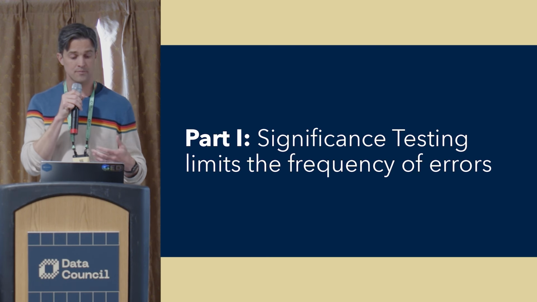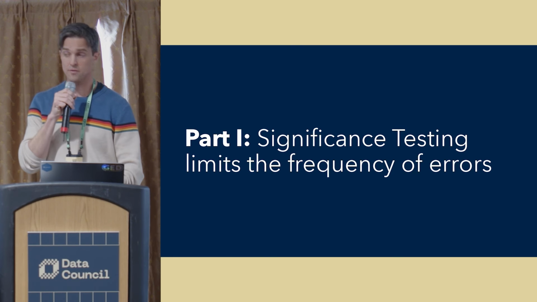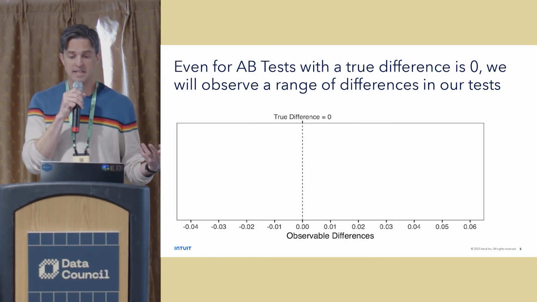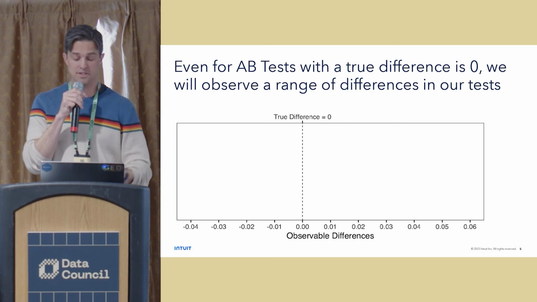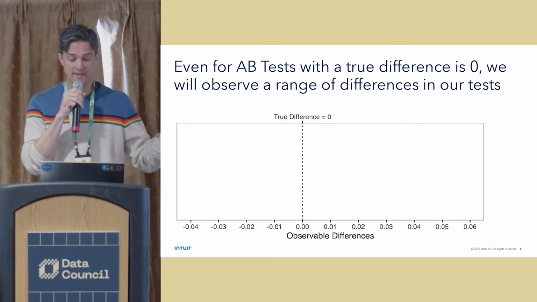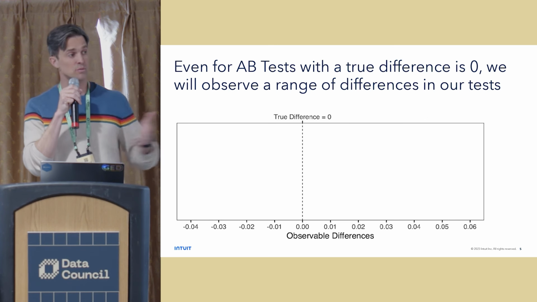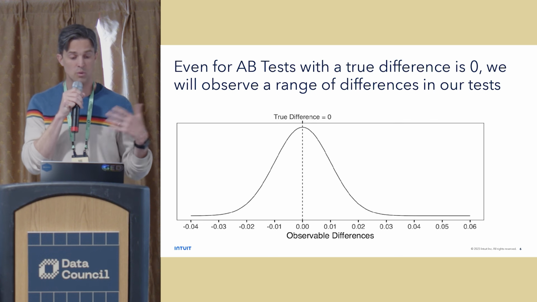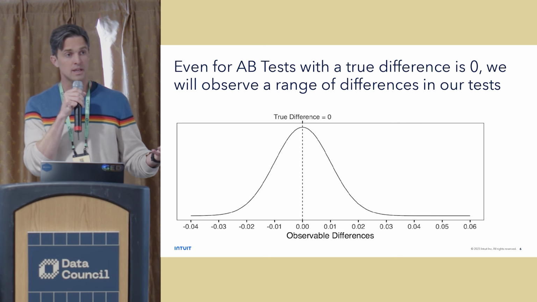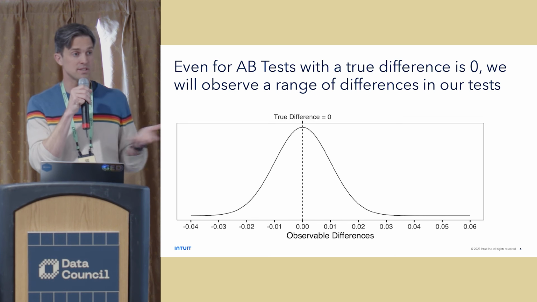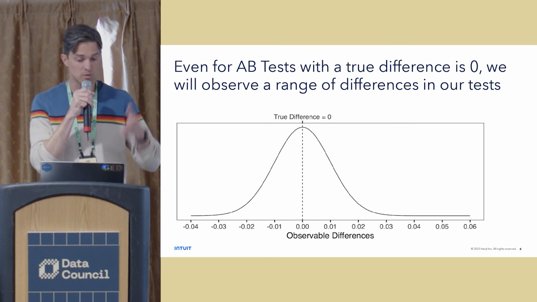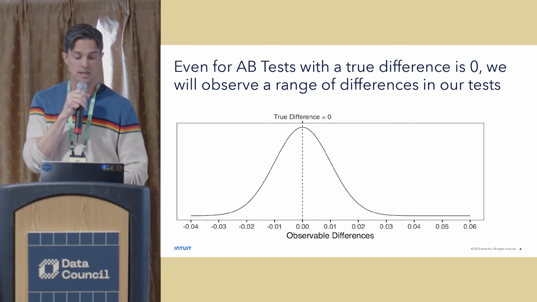So part 1, significance testing limits the frequency of errors. So even for A/B tests with a true difference of 0, you can still observe a range of differences on your tests. And that's my x-axis here. What is possible to observe in your test samples when you have a true difference of 0? Given the sample size and standard error, you can easily, in this case, observe up to a 2% difference in either direction when there's a true difference of 0.